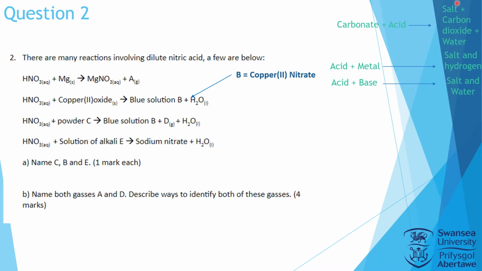But just by looking at these equations, the only one that's got three products is the one with salt, carbon dioxide, and water. So this is going to be carbon dioxide, which means that this powder is going to have to be copper carbonate because it's a carbonate plus acid.